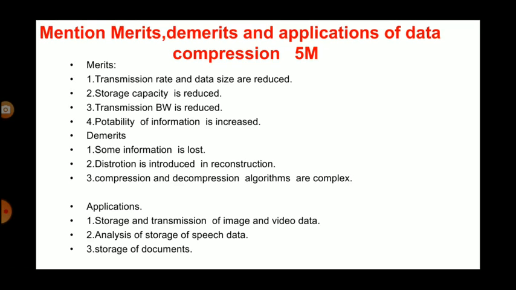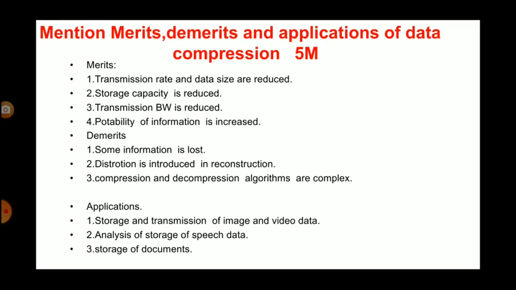Mention merits, demerits, and applications of data compression. 5 marks. Merits: transmission rate and data size are reduced. Second one, storage capacity is reduced. Third one, transmission bandwidth is reduced. Fourth one, portability of information is increased.